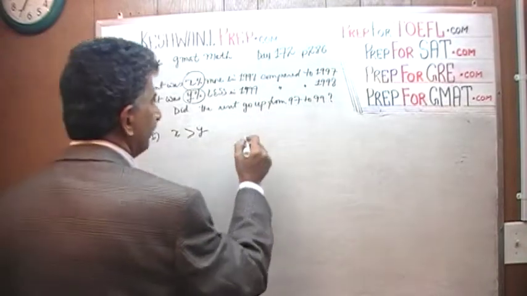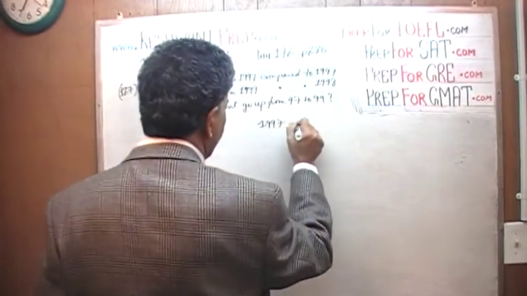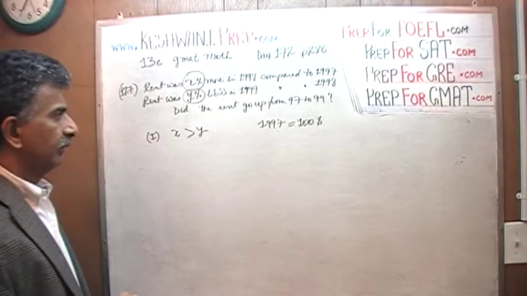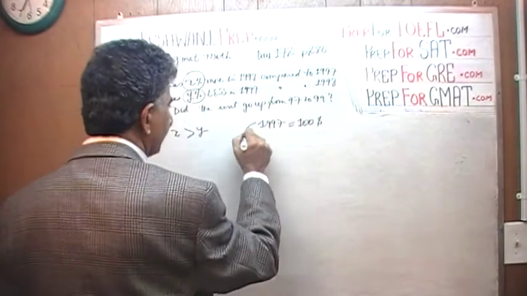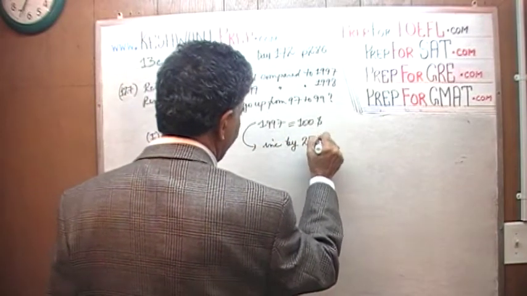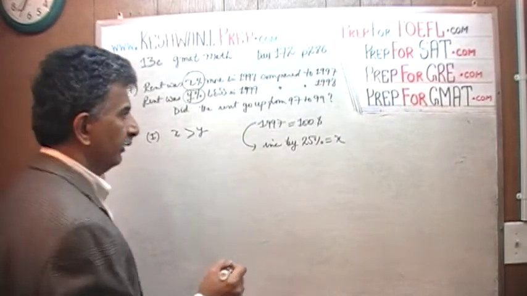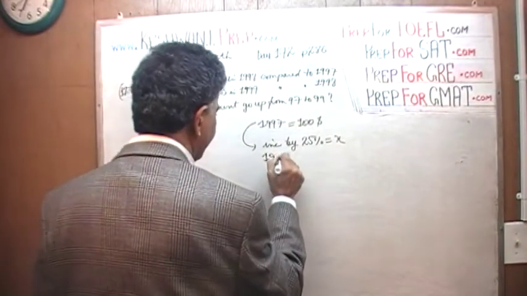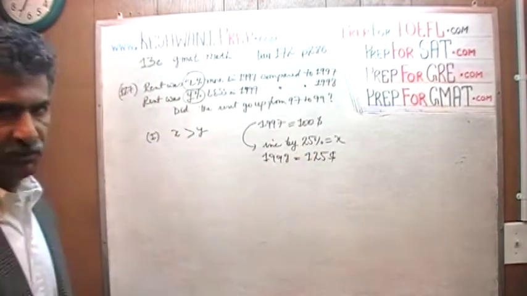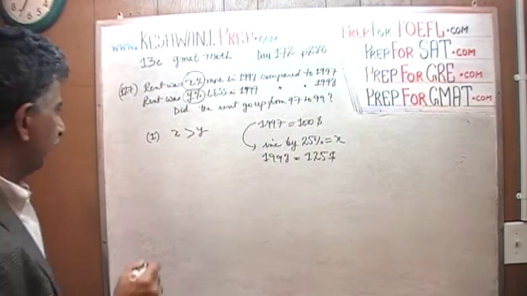So here's our 1997, which is our base period. Let's pretend that our rent was $100 to begin with. Increase it by 25%. In other words, our X is 25. If we increase it by 25%, in 1998, our rent will become $125. Simple enough, which is why we started out at a base of 100.